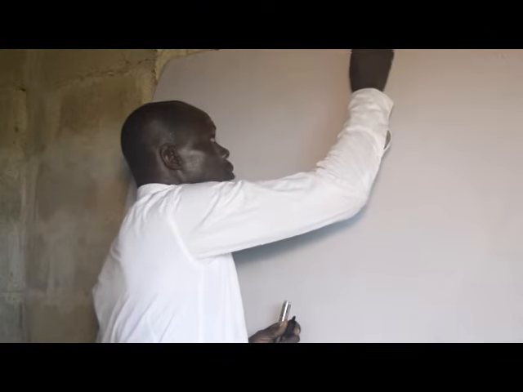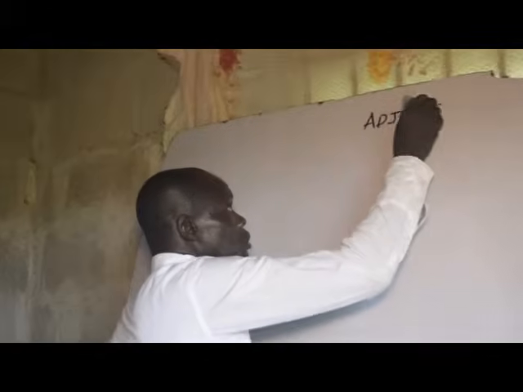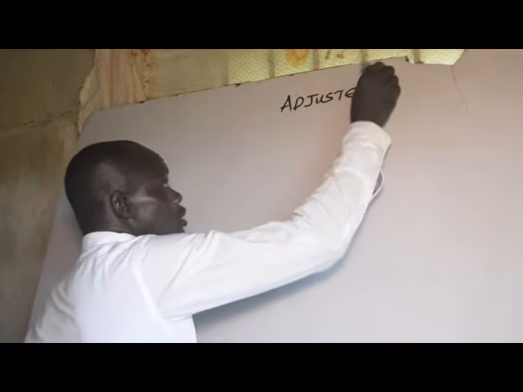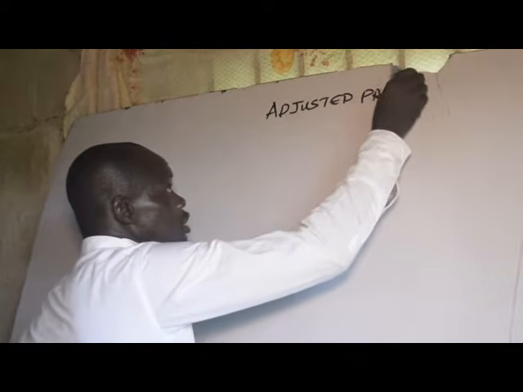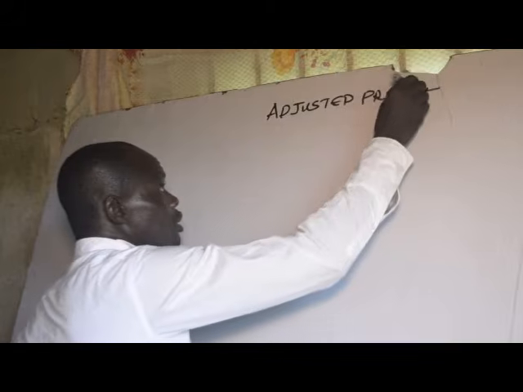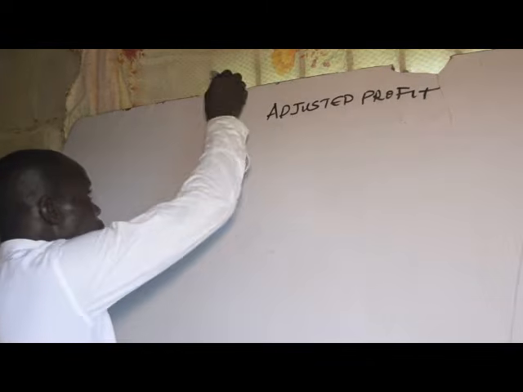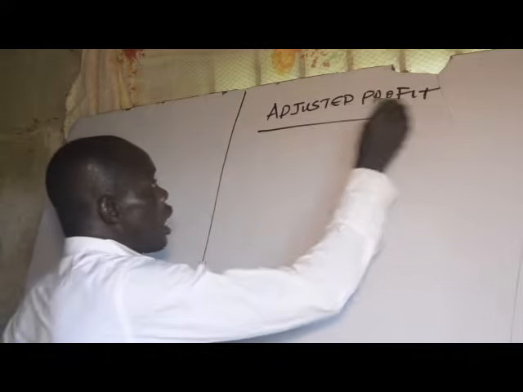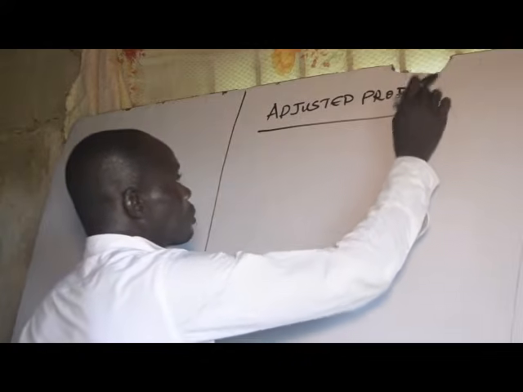Adjusted profit for tax purpose. This is taxation class. Adjusted profits.